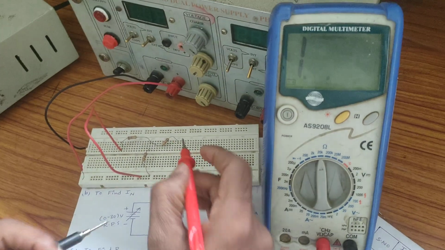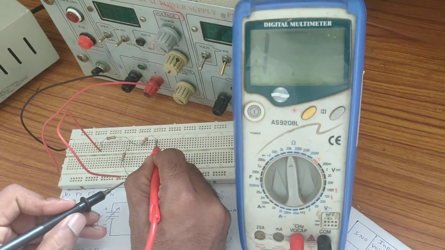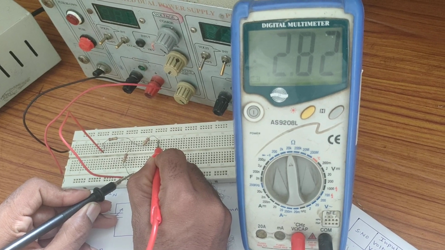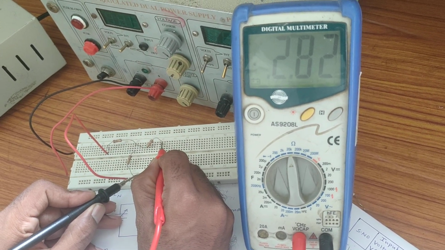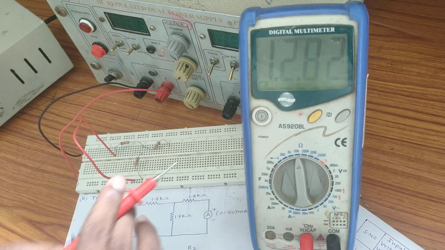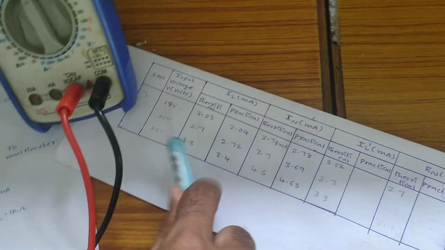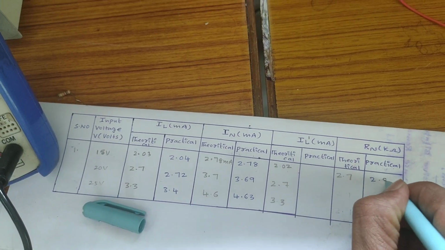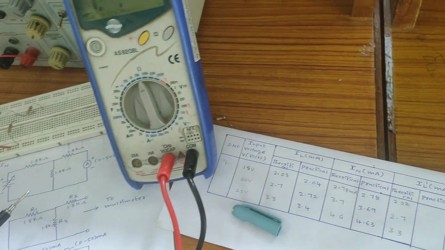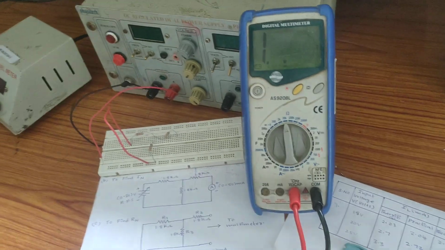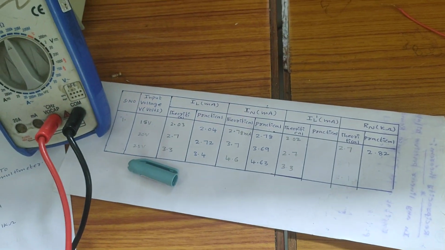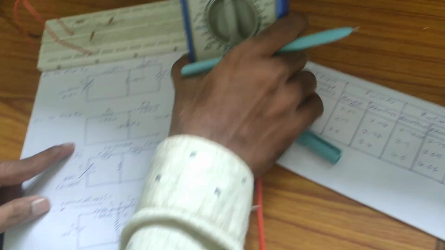Yes, now see here. Norton's equivalent resistance value will be 2.82 kilo ohms. You can observe here theoretical value is 2.7 kilo ohms, practical value will be 2.82 kilo ohm, approximately equal. Hence Norton's equivalent resistance is also verified theoretically and practically, right? That is about the third circuit diagram.